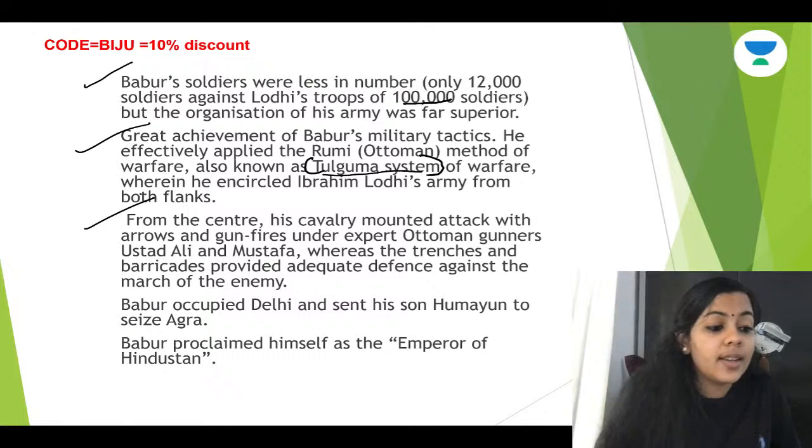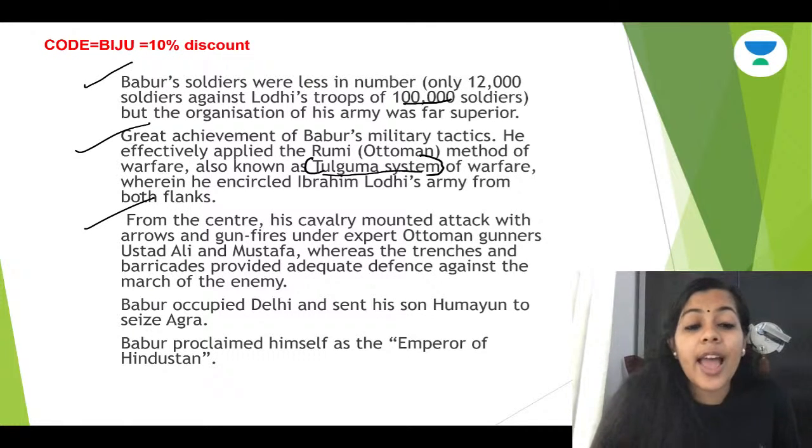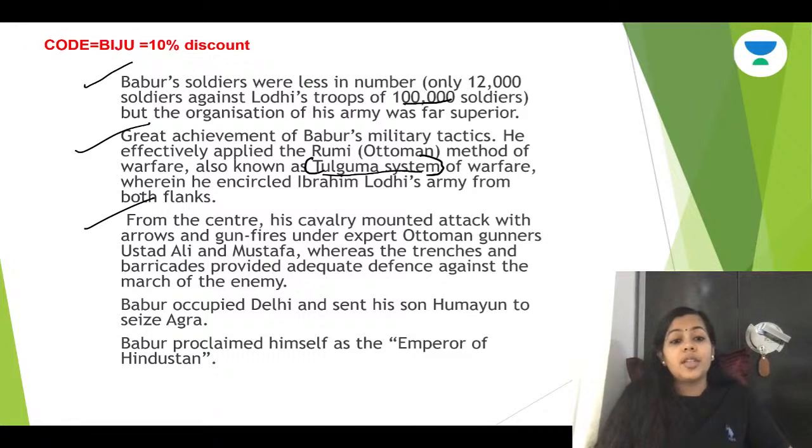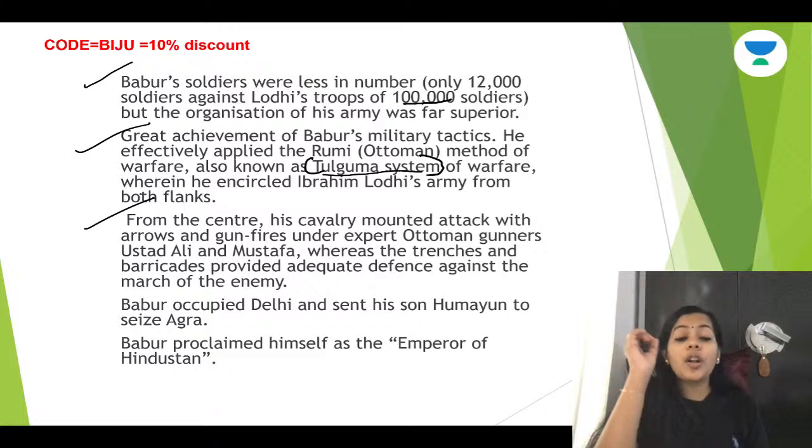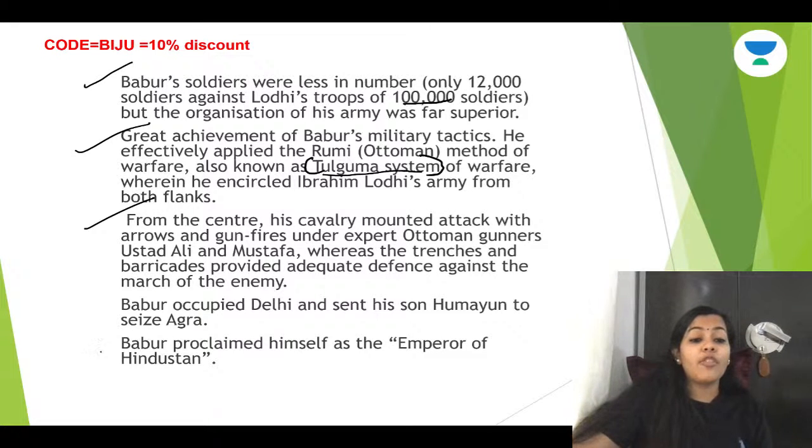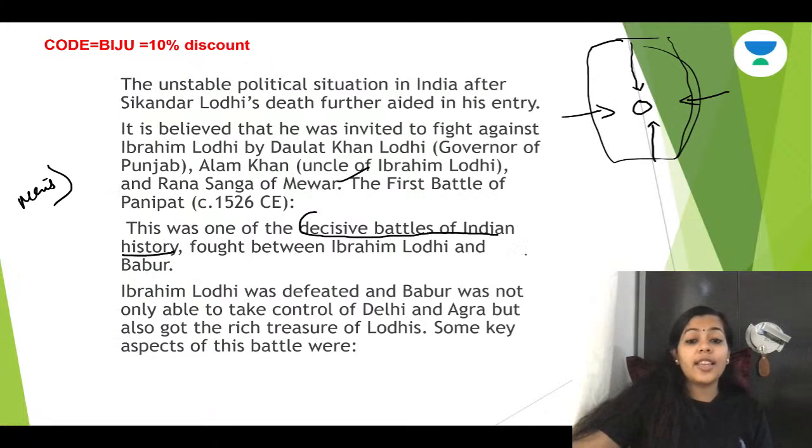So from the center, his cavalry made a mounted attack with arrows and gunfire under expert Ottoman gunners, that is Ustad Ali and Mustafa. They were provided with barricades and all. Babur occupied Delhi and sent his son to seize Agra. Babur proclaimed himself the emperor of Hindustan. So these are the key features of the Battle of Panipat.